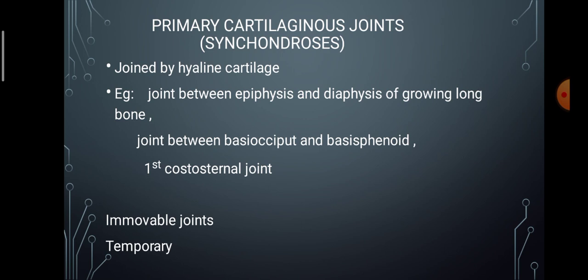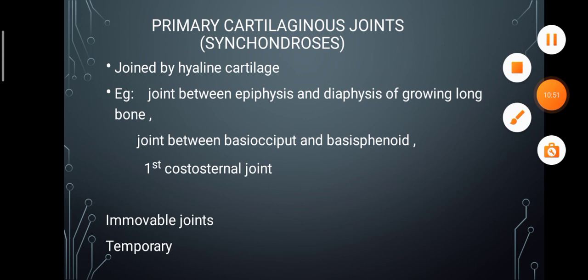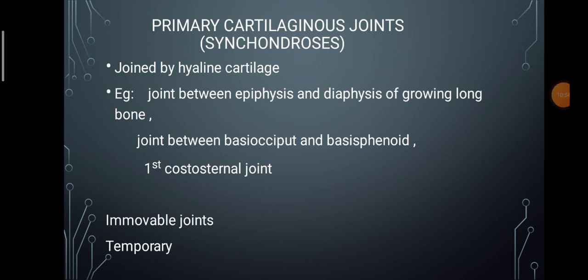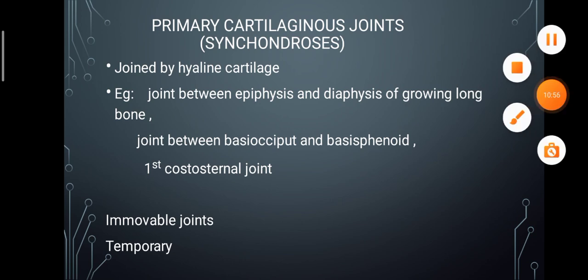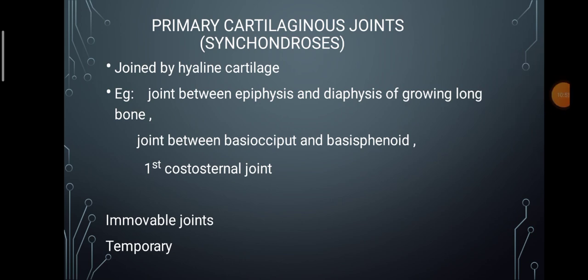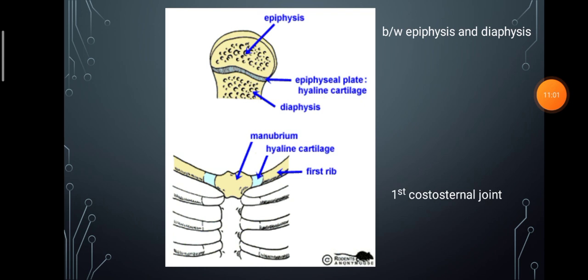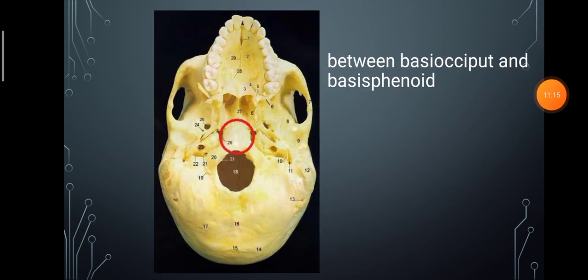Primary cartilaginous joints are immovable, and these are temporary joints. Why? As the person gets aged, hyaline cartilage is replaced by bone, that is, synostosis occurs there. So under primary cartilaginous joint you have the first costosternal joint, the joint between epiphysis and diaphysis of a growing long bone, and the joint between basi-occiput and basi-sphenoid.